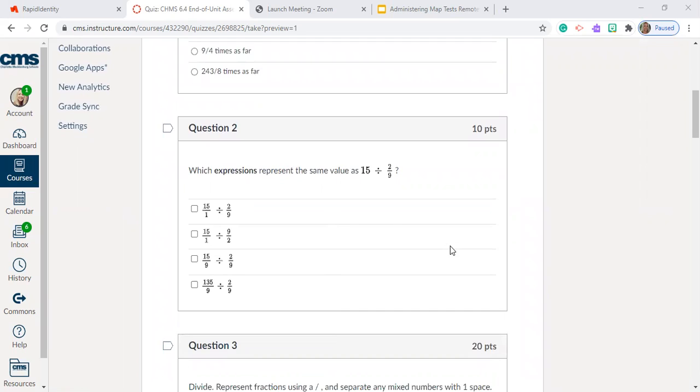Question number 2. Which expressions represent the same value as 15 divided by 2/9? So the first thing you're going to want to do is find the answer for 15 divided by 2/9. Then compute each of the answer choices, and you're going to select the ones that are the same. Go ahead and pause and do the work.